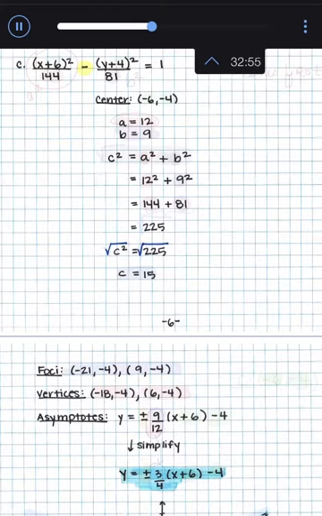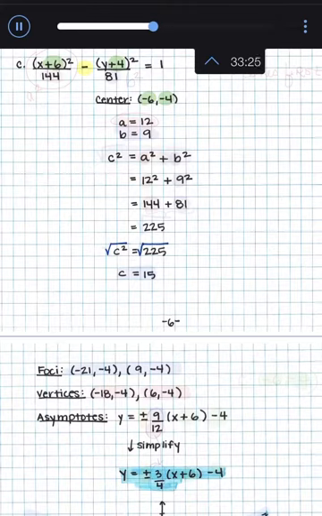Now, where's the center? Well, we have to look at what's inside with the x and what's inside with the y. Remember, it's going to be the reverse of what you see inside those parentheses. So we see a plus 6, so we're actually going to have a minus 6 as part of our center for the x coordinate. We see a plus 4 with the y, so we're actually going to have the reverse. We're going to have a negative 4 as our y. So that means it was actually shifted to the left 6 and down 4.